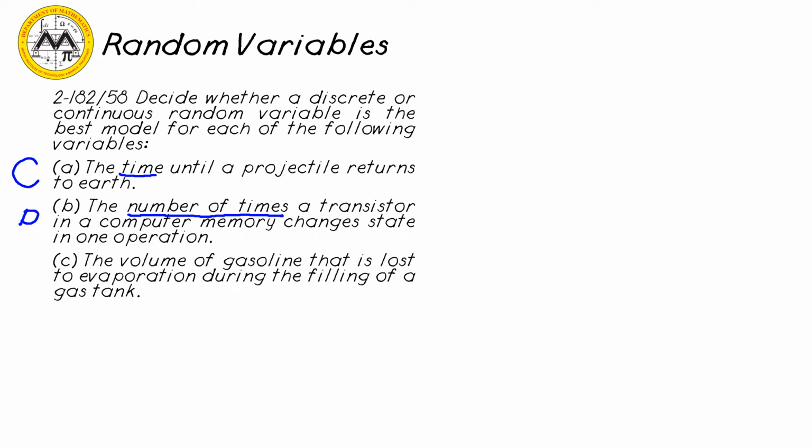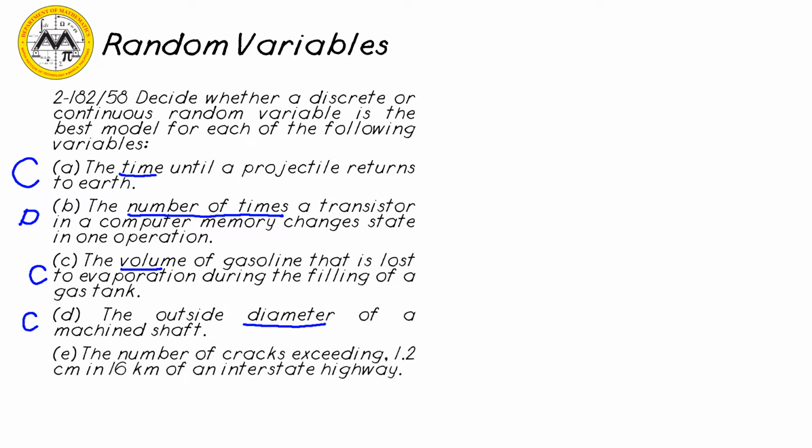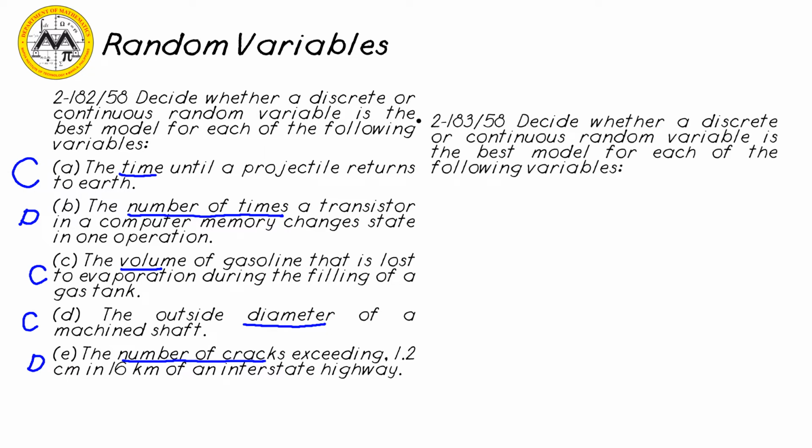The volume of gasoline that is lost to evaporation during the filling of a gas tank is a continuous random variable. It is a measured quantity. The outside diameter of a machine shaft. So this is diameter and this is continuous. The number of cracks. So it can be 1 crack, 2 cracks. So this is discrete. Same concept.